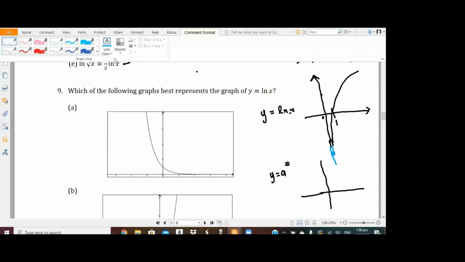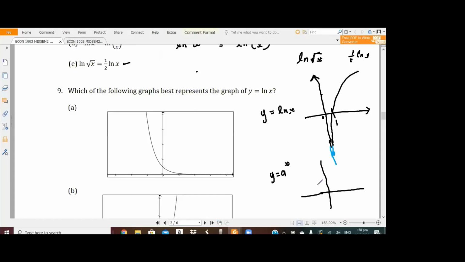Similarly, for the y equals a to the x graph, it is going to be asymptotic to the negative x-axis. So as it approaches over there, it will approach closer and closer, but never touch it. And it will go upwards here, and it touches the y-axis at a value of 1.